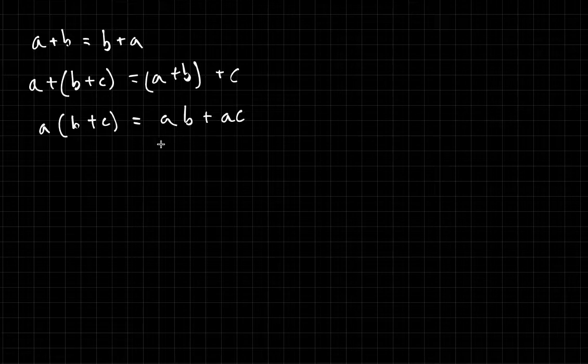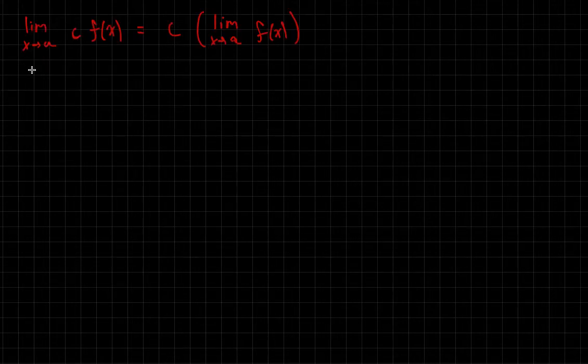And it turns out that in the world of limits, there are also several basic fundamental properties. So the first property says the limit as x approaches a of c times f of x equals c times the limit as x approaches a of f of x, where c is just some constant or some real number, okay? And let's illustrate this property by giving some examples.